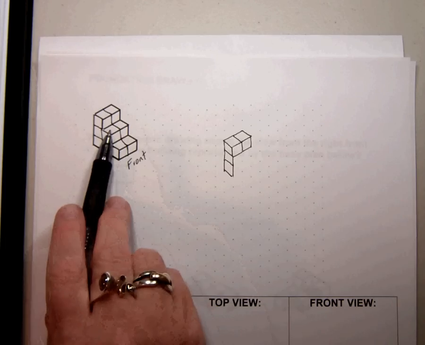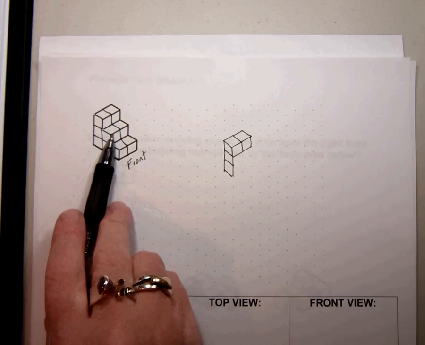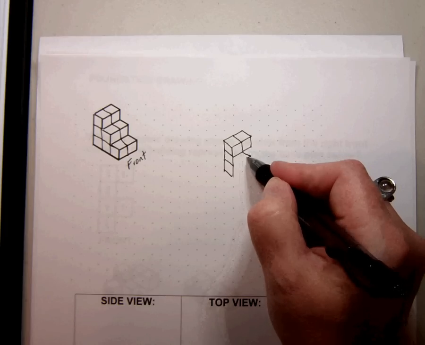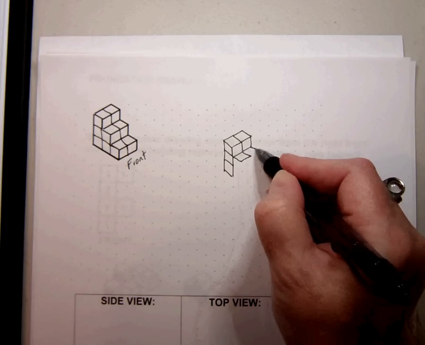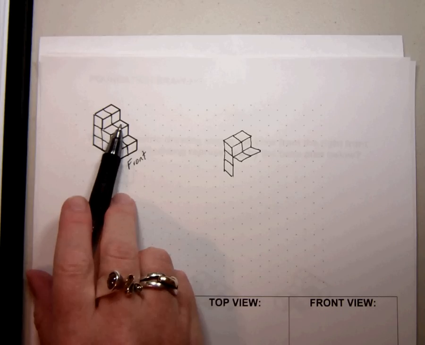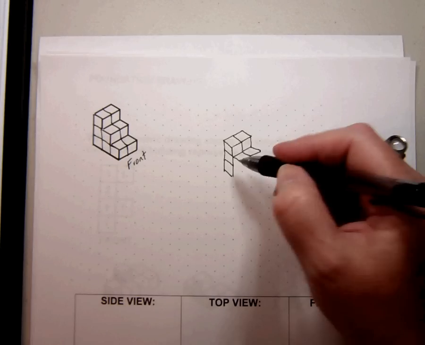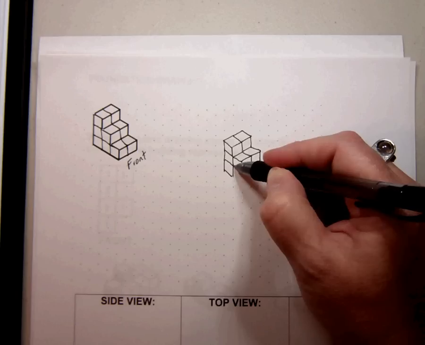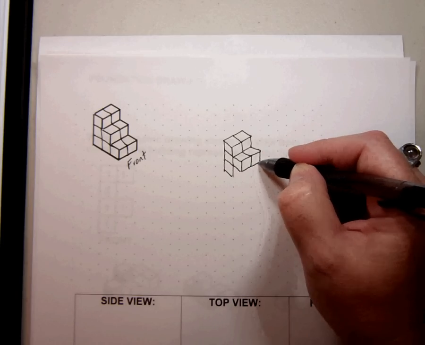Now notice that this diamond right here is starting the next level. So instead of drawing straight down, I'm going to make a diamond. And then I'm going to make another diamond right next to it, because that's going to be the top of these 2 cubes. That's what I'm going to do before I draw the vertical lines coming down. And then I can connect these.